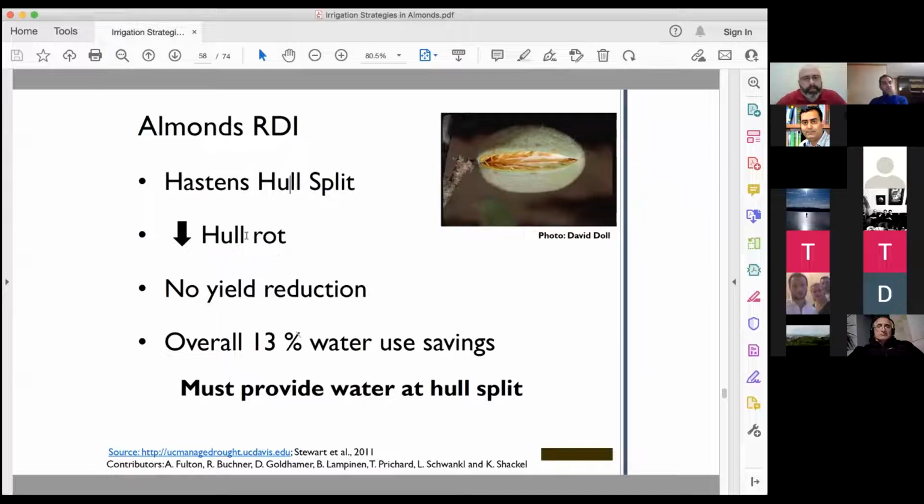So this hull rot, the fungal diseases decrease if you deficit irrigate right before hull split. And it was found that there was no yield reduction. So in fact, you benefit from applying less water during hull split. Overall, in this study, it was found that we could use 13% less water, but you must provide water right after your hulls start splitting, so that you can resume your water demand for essential developmental functions.